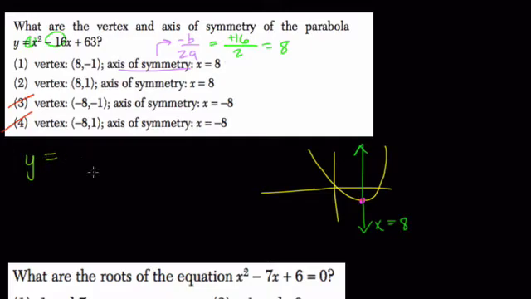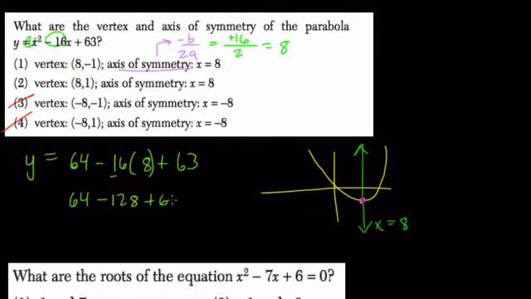So y equals x squared, so 64, minus 16 times 8, plus 63. So now when you set this up, 16 times 8 is 128. I think of this as all addition, so it's 64 plus a negative 128. I like doing that because with addition you can rearrange. So 64 and 63, that's 127, minus 128, that's negative 1. Okay, so the vertex is 8, negative 1.